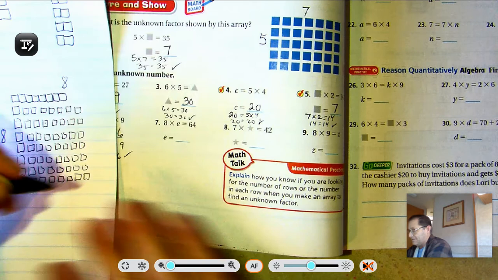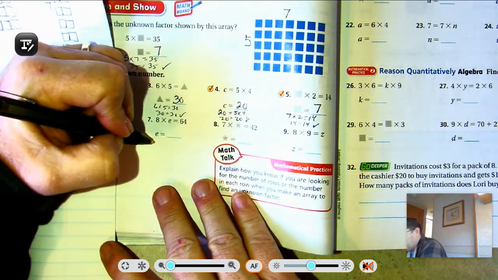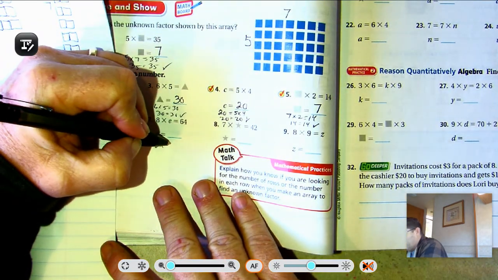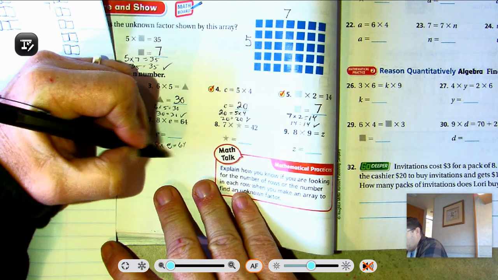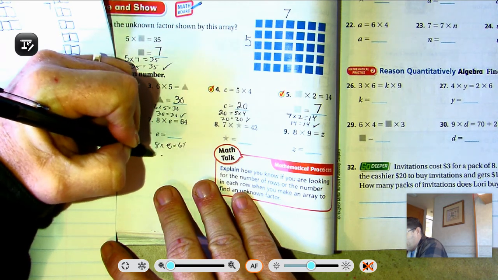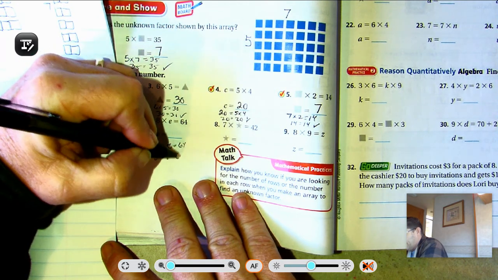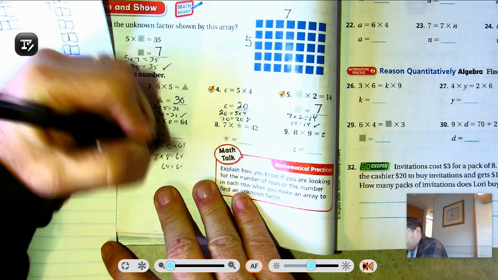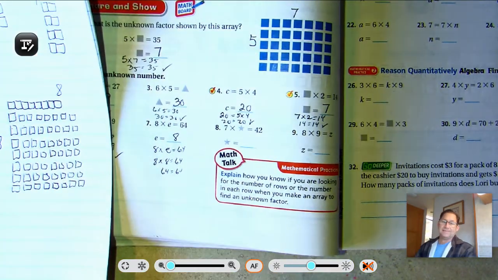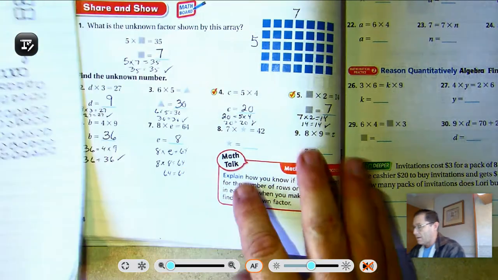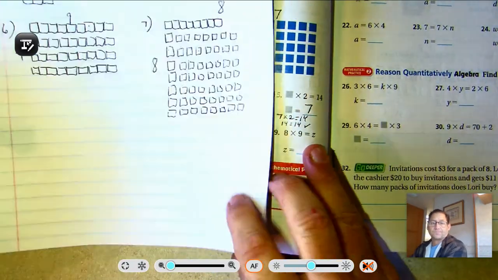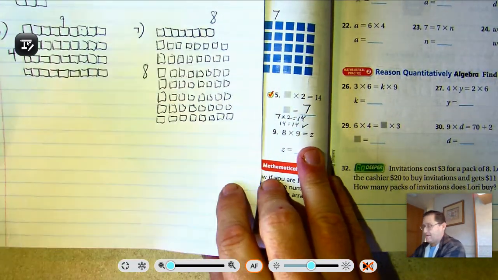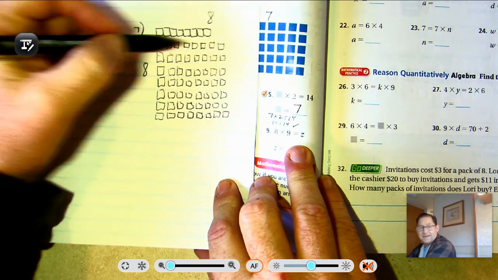Okay, and again, that takes a lot longer to do that type of math problem. 8 times something is 64. 8 times 8 is 64. So the unknown number is 8. Okay, so I made my 8 rows of 8. I went rows first and then counted across.